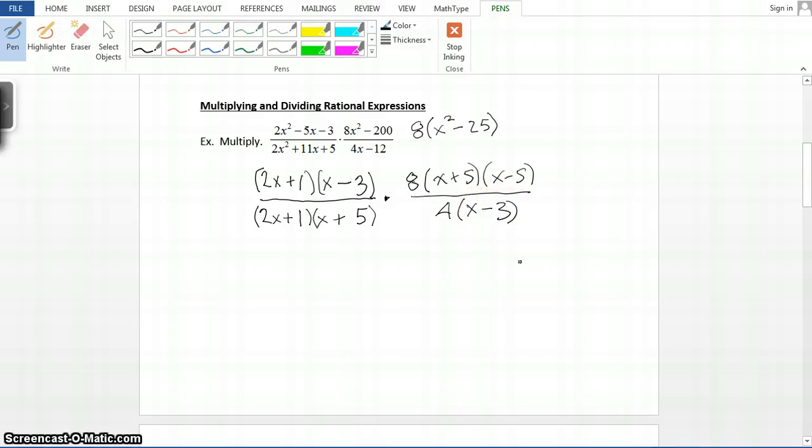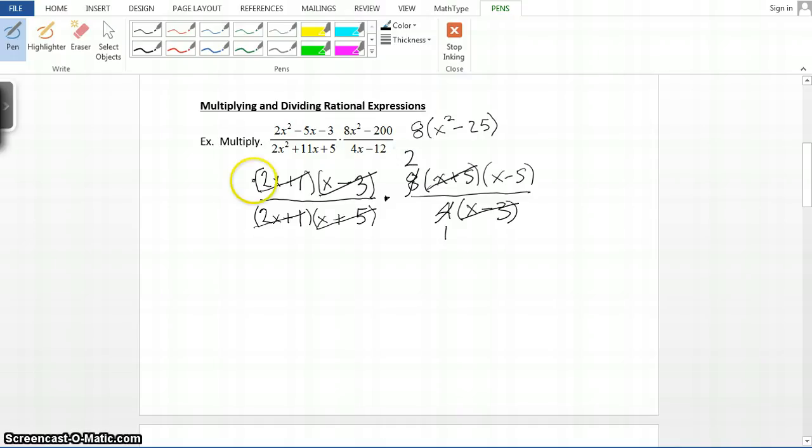Alright, we have factored everything. So now what you want to do is cancel things top and bottom. I've got an x minus 3 here, one on top, one on the bottom. Cross them out. Here's an x plus 5 on the bottom, one on top. How about these two x plus 1s? Let's cross those out. And my 8 and my 4 will cancel. 4 goes into 4 once. 4 goes into 8 twice.